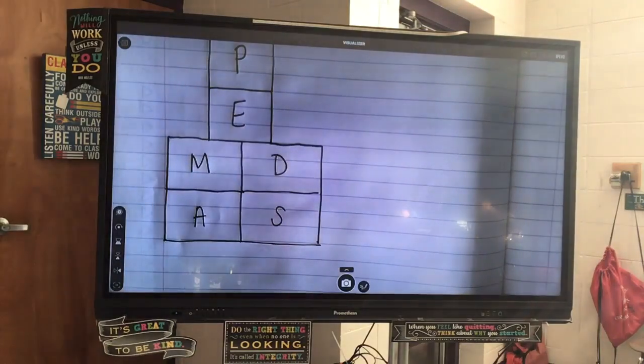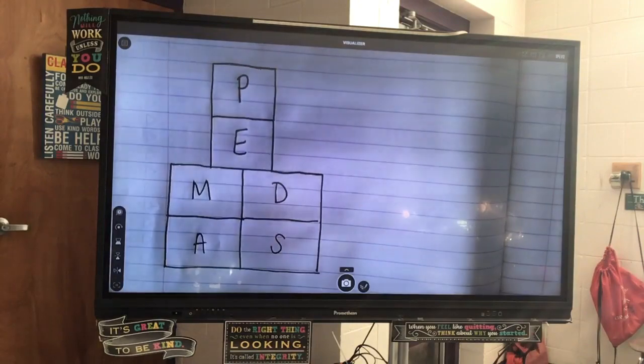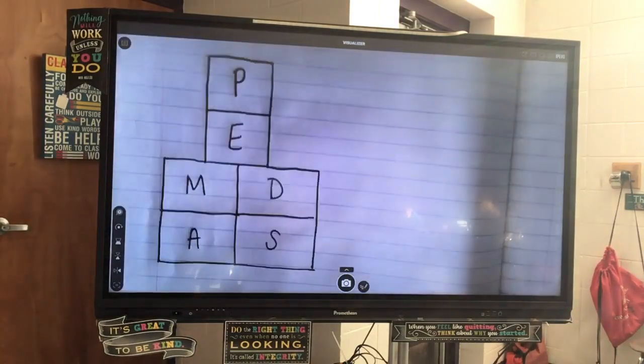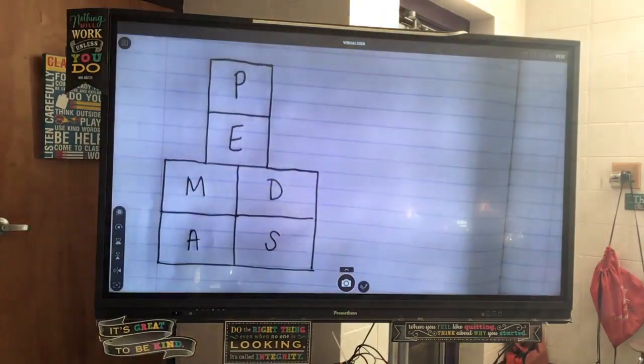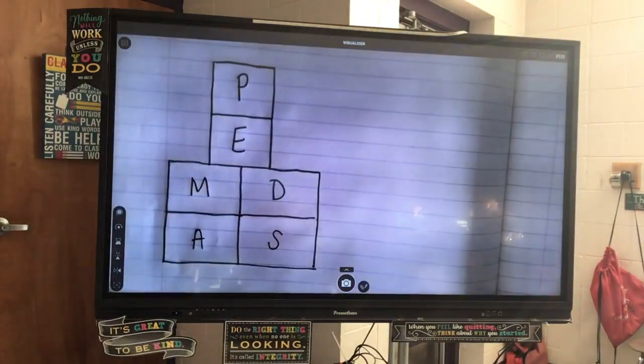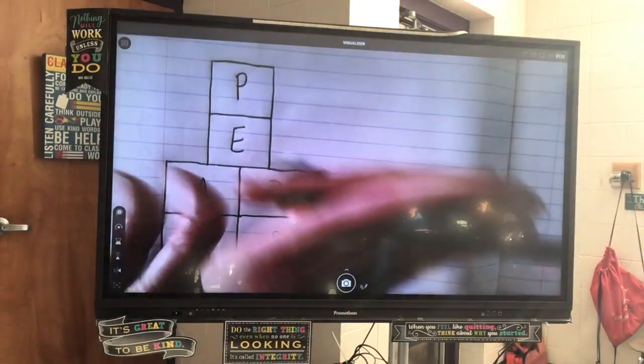Alright, everyone have this drawn? It doesn't have to be perfect, y'all. It's not that big of a deal. Alright, so obviously the P stands for what? What does the P stand for? Aiden? Parentheses.